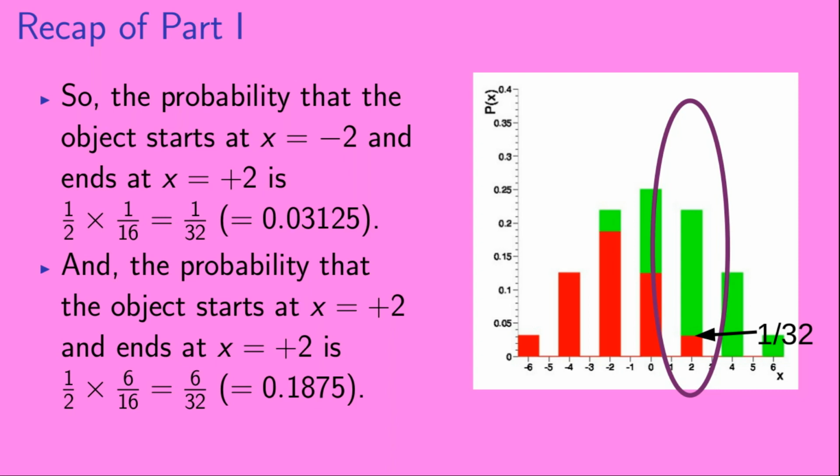And similarly, the probability that the object starts at x equals plus 2 and ends at x equals plus 2 is 1/2 times 6/16, which equals 6/32. This is equal to 0.1875 and is represented by the green bar located at x equals 2 on the plot.